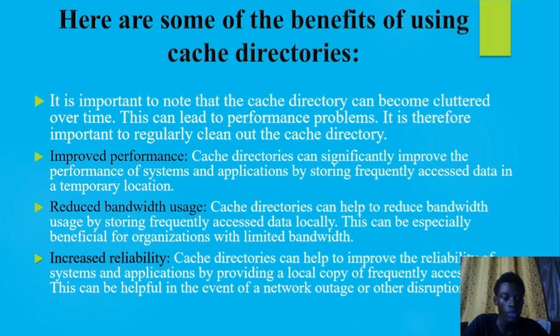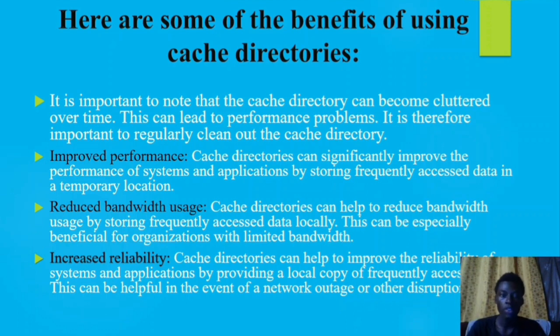The second one is reduced bandwidth usage. Cache directories can help to reduce bandwidth usage by storing frequently accessed data locally. This can be especially beneficial for organizations with limited bandwidth. Increased reliability. Cache directories can help to improve the reliability of systems and applications by keeping a local copy of frequently accessed data. This can be helpful in the event of a network outage or other disruption.